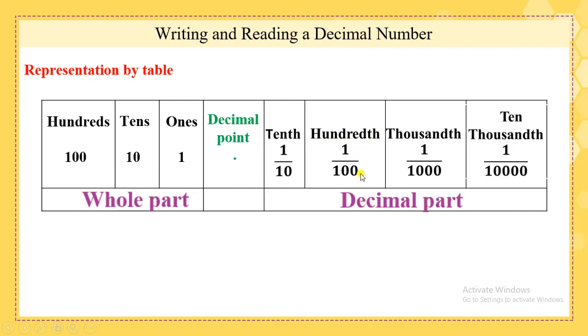The third digit after the decimal point is the thousandths digit. It represents one part out of 1000 parts. The fourth digit is the ten-thousandths. One part out of 10,000 parts is represented in this digit.